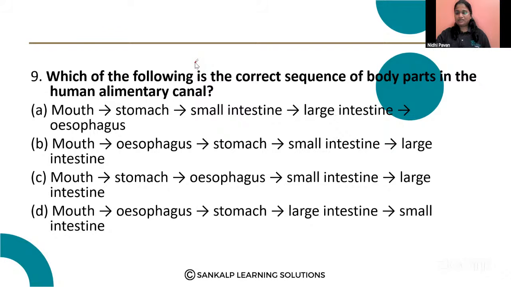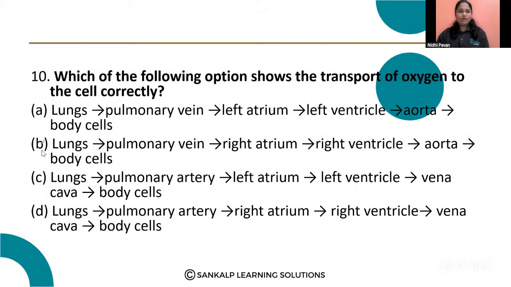Ninth one. Look at the options neatly, then answer the question. Don't be confused, don't be in a hurry. Very good. The right answer is option number B, mouth, okay, esophagus or a food pipe, stomach, small intestine, and then large intestine.